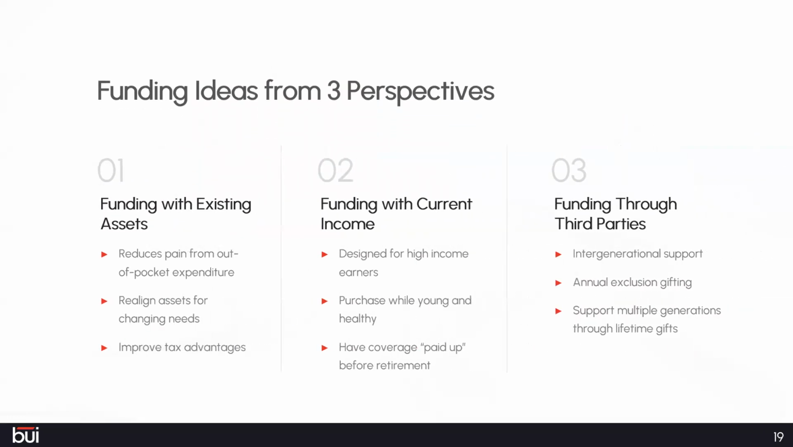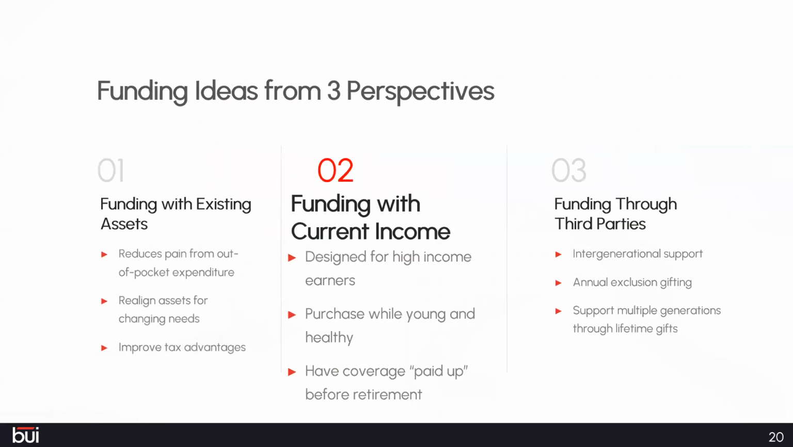Okay, so now we've talked about a couple of ideas on funding with existing assets. Let's move into funding with current income. This is generally designed for higher income earners, usually individuals in their late 40s, early 50s, entering their peak income earning years, and who have the desire to use those higher income earning years to have their long-term care insurance paid up before they end up being on a fixed income in retirement.